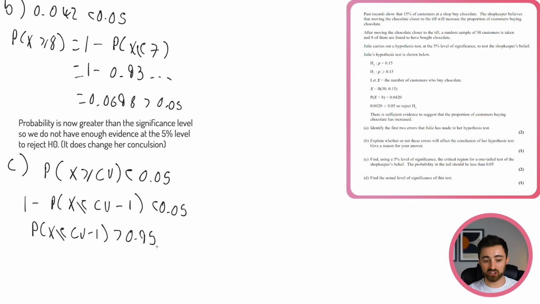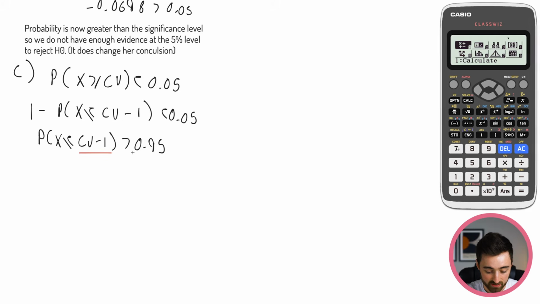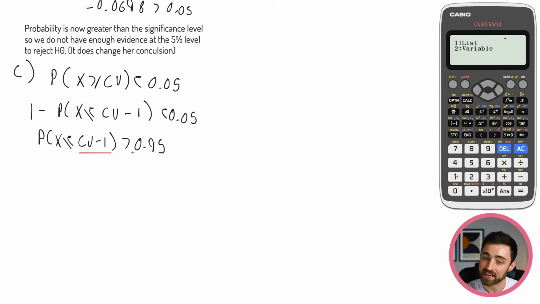Okay, so now I need to work out this whole number, the CV minus 1, using trial and error on my calculator. And then once I get that, I can add 1 to get CV. So I need the number so that it's just bigger than 0.95, right? So let's go menu, 7, binomial CD, yet again, variable. N and P, this is the 30 and the 0.15 still. Now I just need to start trialing and erroring, right? Let's just put in X equals 10, for example. Okay, that's like 0.99, so that's quite a lot bigger.